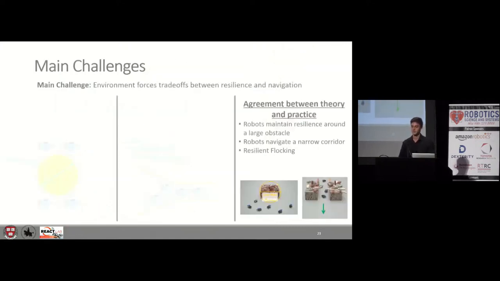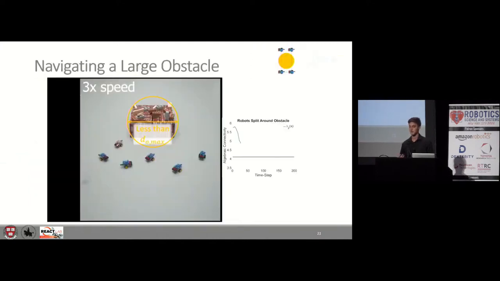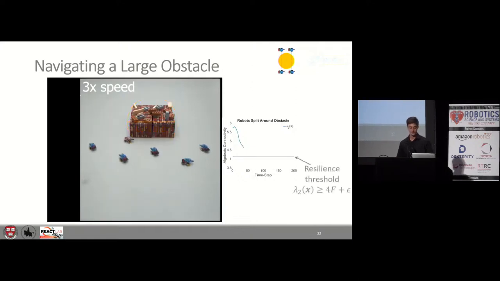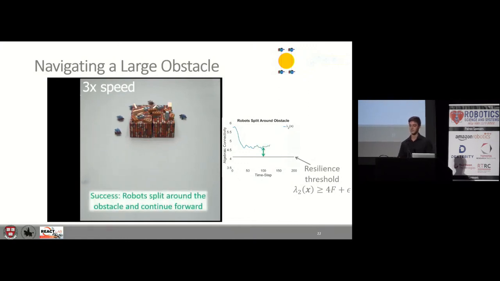Finally, I would like to show some experiments where the robots encounter some of these different scenarios. This first experiment shows an obstacle size that's small enough such that the robots can split around it without losing resilience. In this experiment, as shown by the plot on the right of algebraic connectivity, the algebraic connectivity always remains above the 4f plus epsilon resilience threshold, and so the robots are able to navigate around it safely.